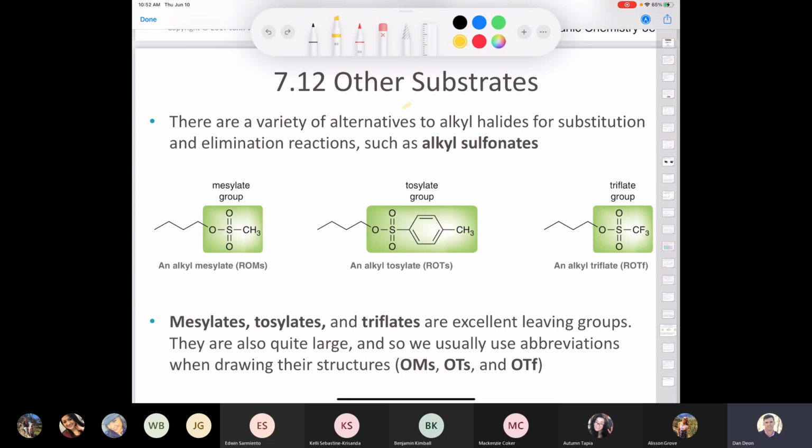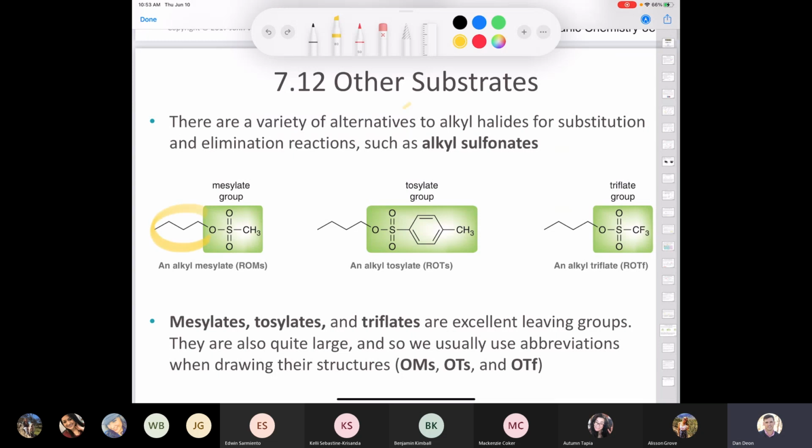Well, now we're going to take a look at some different leaving groups, and I mentioned them very briefly when we talked about pKa's and what makes a good leaving group. I said it's the conjugate base of a strong acid. Well, some other really good leaving groups are called sulfonates. So if you have an alkyl sulfonate instead of an alkyl halide, the sulfonate makes a great leaving group.